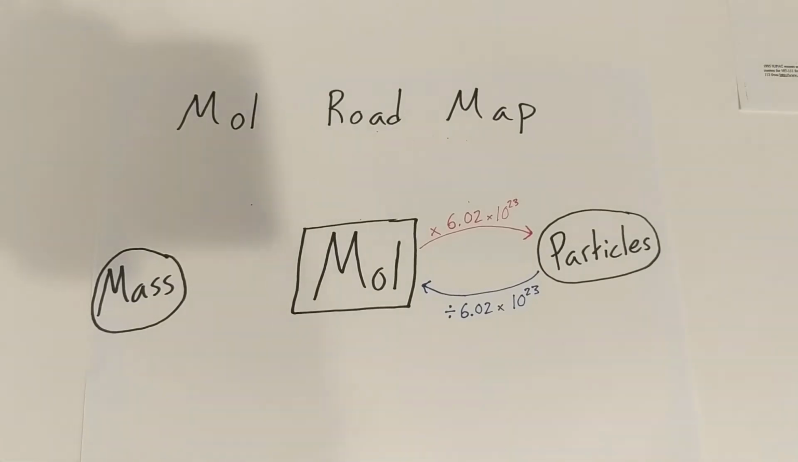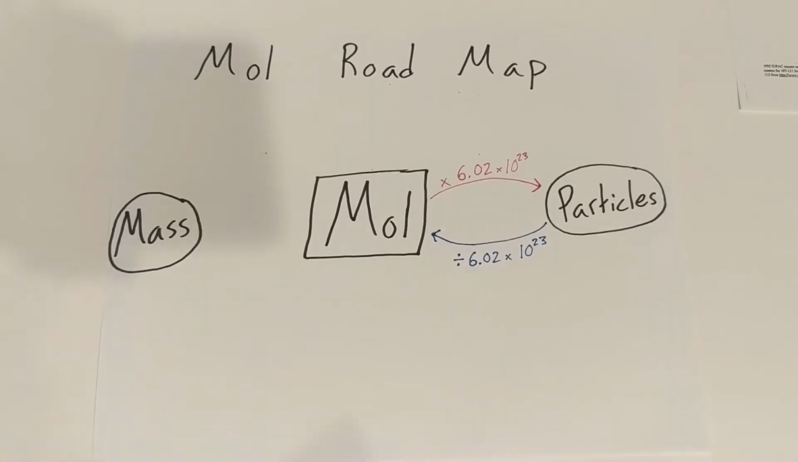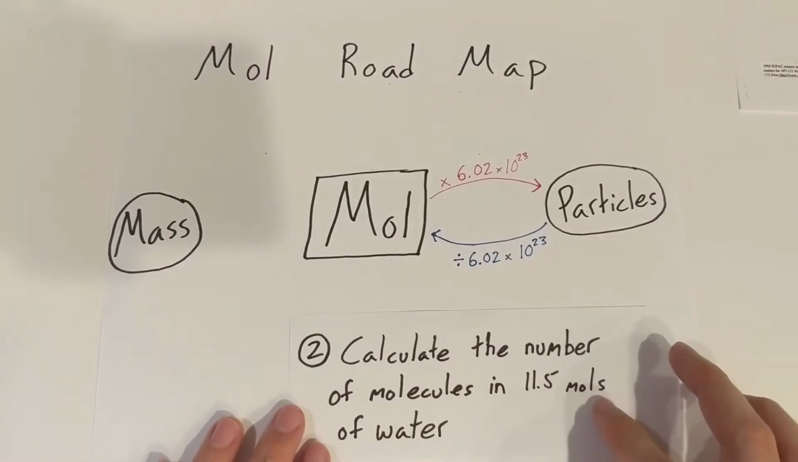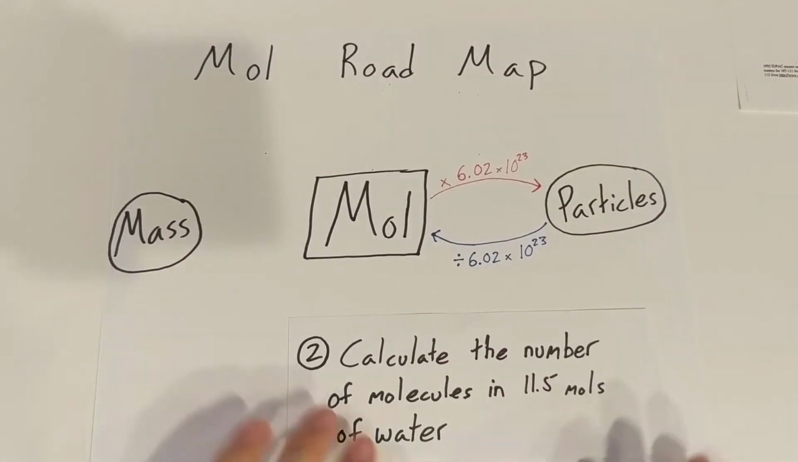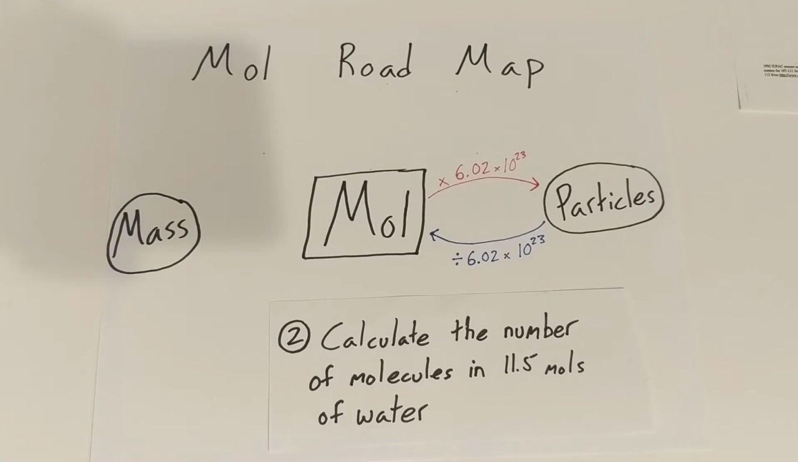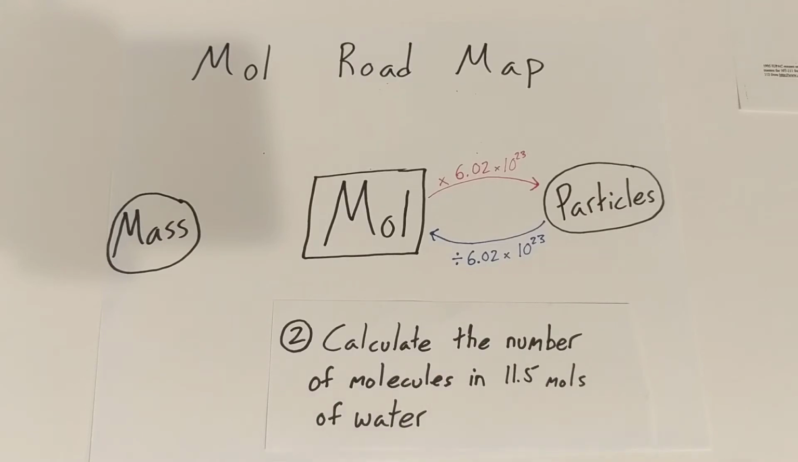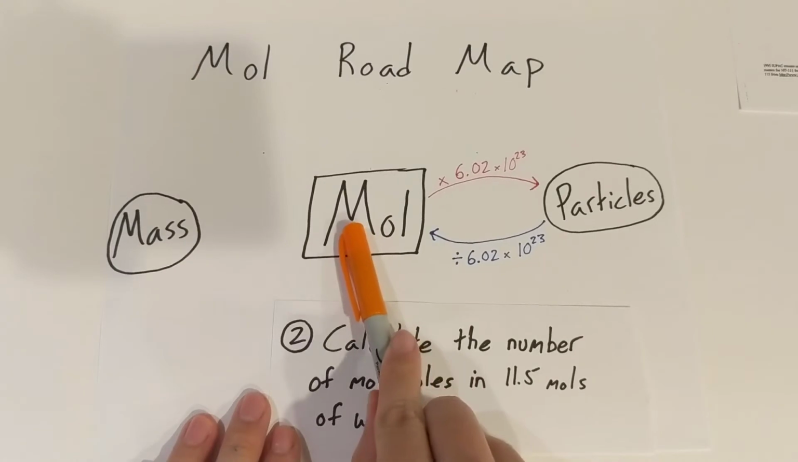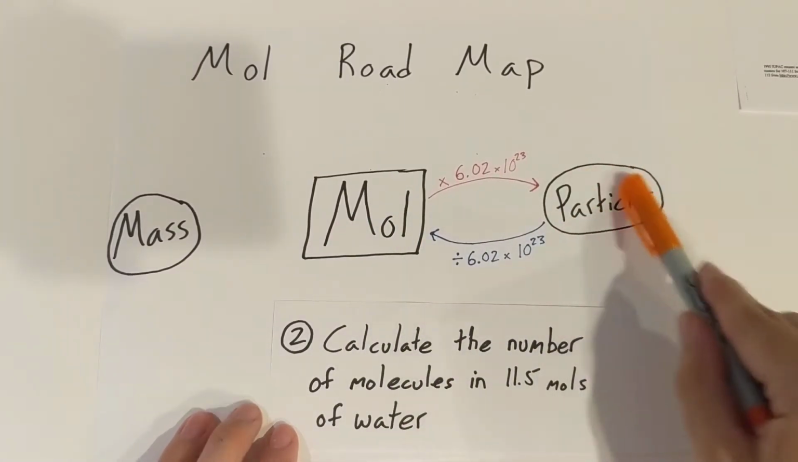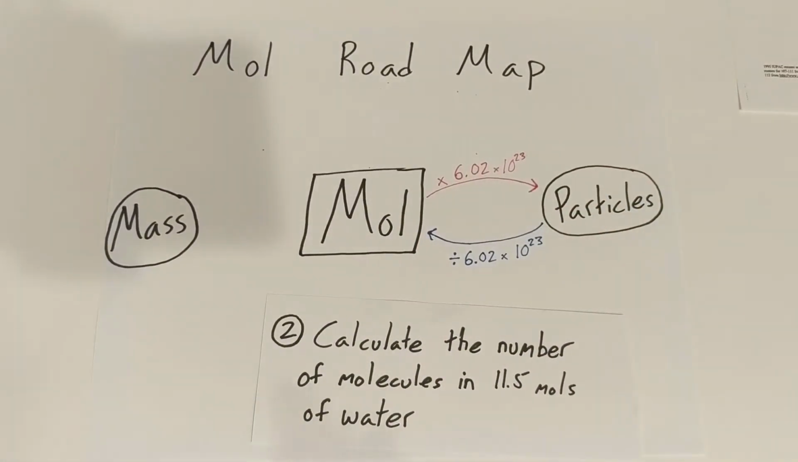So there are 20 practice problems that you guys are expected to do. I've chosen a couple today that we'll be doing on the video. So our first one will be this one, number 2. Calculate the number of molecules in 11.5 moles of water. So we're starting at moles. We want to get to particles. We want to get to molecules. Molecules is a type of particle.